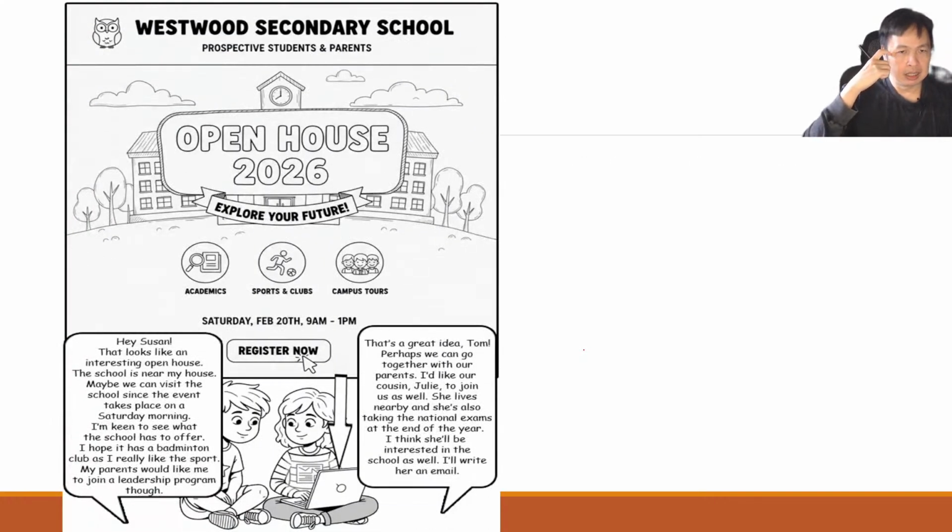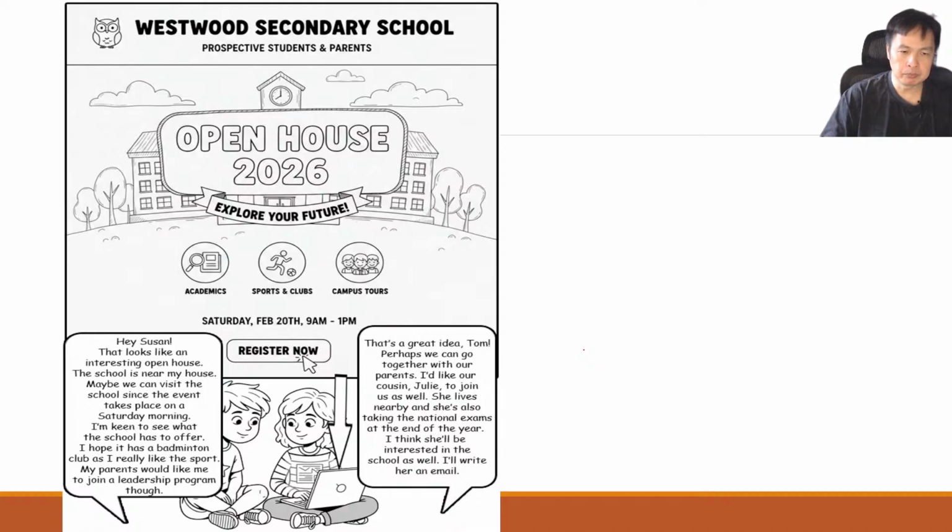All right. So we already have our poster. So now we have a digital web page. Okay. So let me just quickly go through it. So on the web page, I see Westwood Secondary School, prospective students and parents. Right. And then right smack in the middle, I see Open House 2026. Explore your future. Right. Then I see 3 icons, one for academics, one for sports and clubs, and the third one for campus tours. And then there's a date and a time as well. So today, February 20th, 9 a.m. to 1 p.m. and a button that says register now.